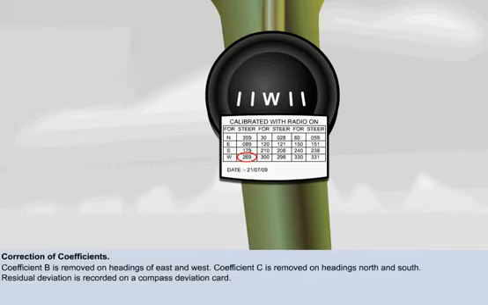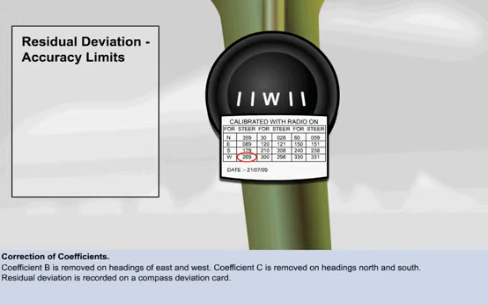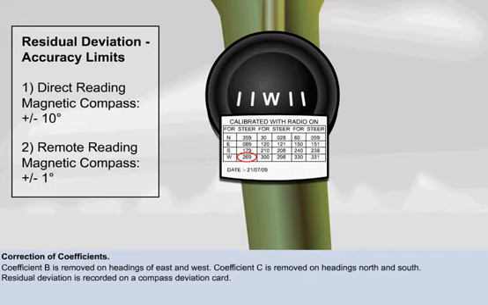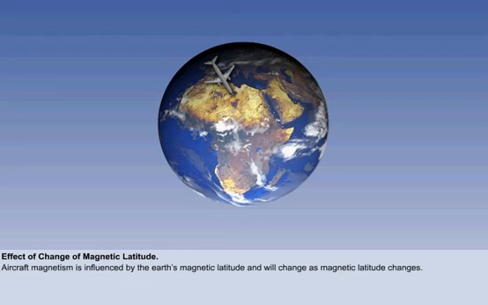In accordance with EU OPS, residual deviation limits are as follows. For the direct reading magnetic compass, it is plus or minus 10 degrees. And for the remote reading magnetic compass, it is plus or minus 1 degree. Aircraft magnetism is influenced by the Earth's magnetic latitude and will actually change as magnetic latitude changes. Let's see why this is by looking at the effects of the Earth's magnetic field on hard iron and soft iron as latitude changes.